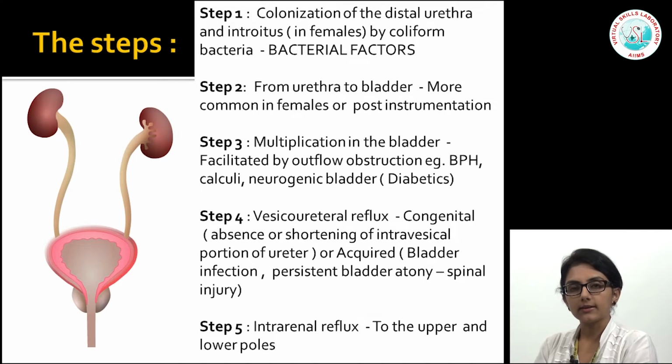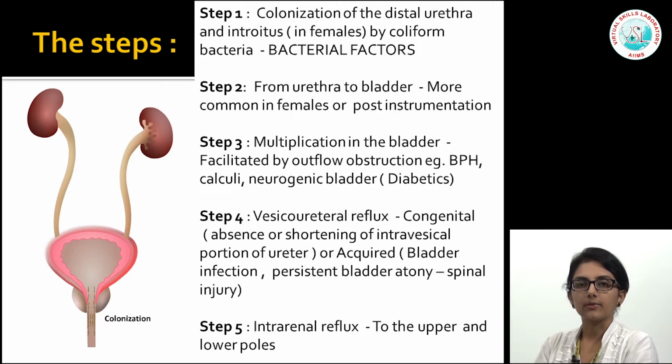So how is it that infection enters the bladder and goes up into the kidney? This is a multi-step process. The first step, of course, is colonization of the distal urethra or the introitus in females by these coliform bacteria. Contributing to this are various bacterial factors. The bacteria bear adhesins on their pili, and there are certain adhesins which have more propensity to maintain infection in the bladder and thereby predispose to a pyelonephritis.